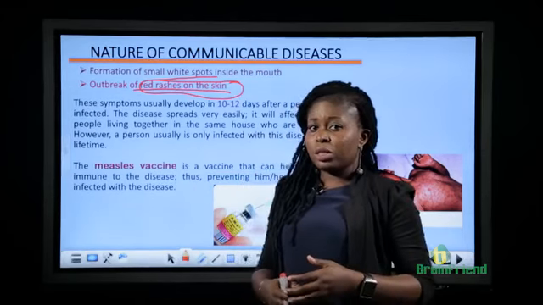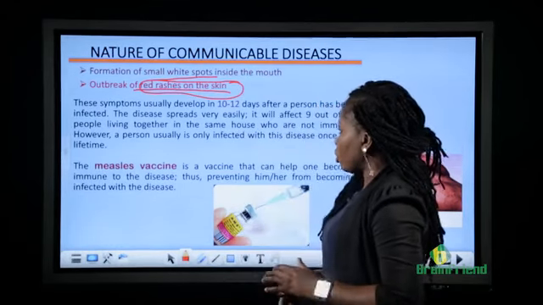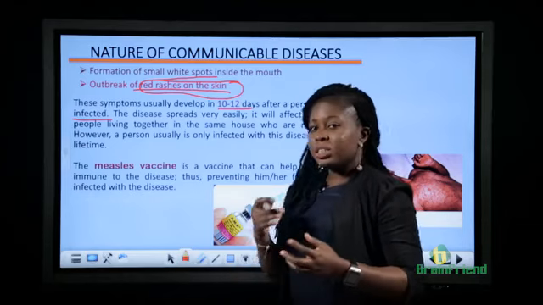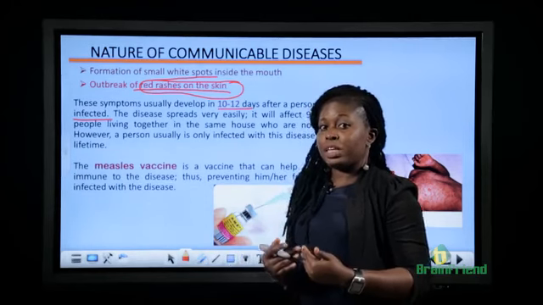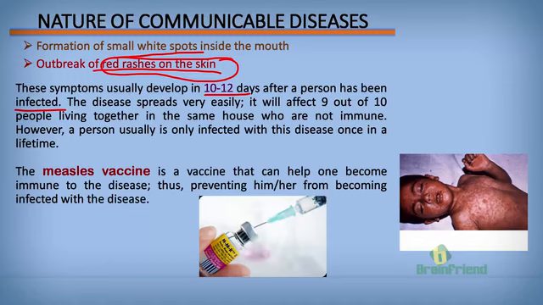They may come down with fever, headache, sore throats, and then a whole lot of other symptoms that they are likely to show. Now, these symptoms usually develop in 10 to 12 days after a person has been infected. And within these 10 to 12 days that the person does not even know he has been infected, he is likely to infect other people that come in contact with him. Now, the disease spreads very easily. It will affect 9 out of 10 people living together in the same house who are not immune to the virus.